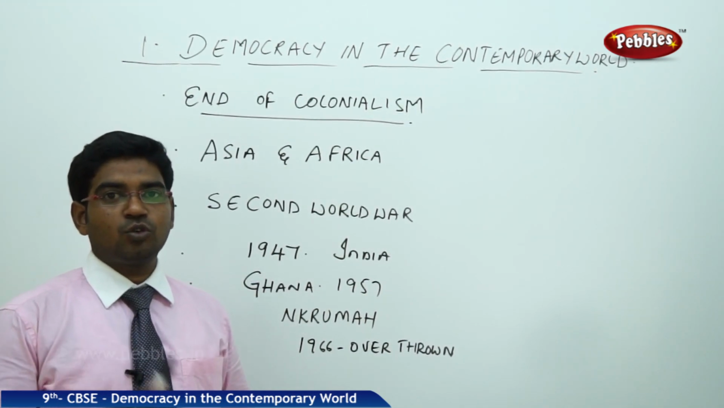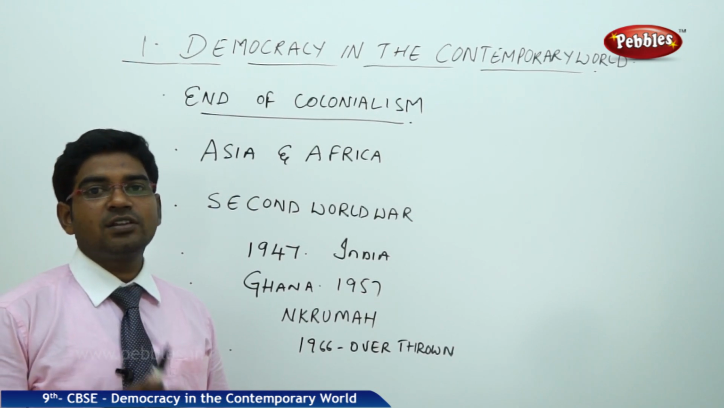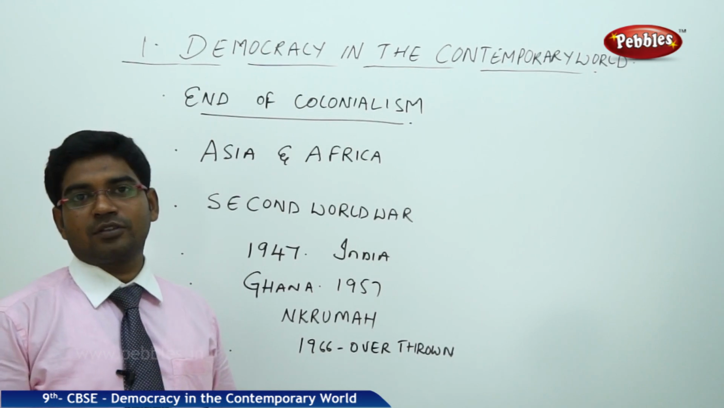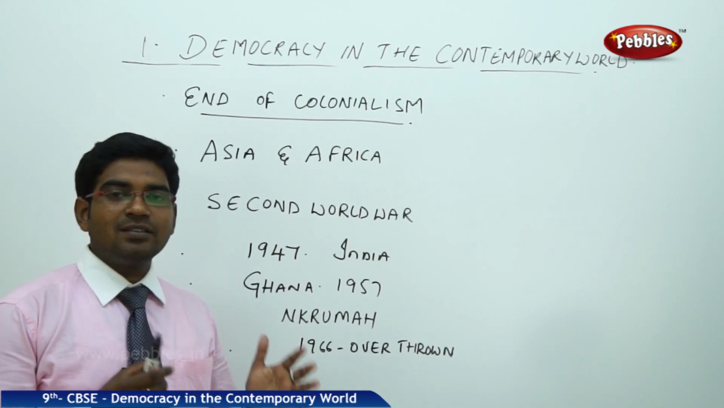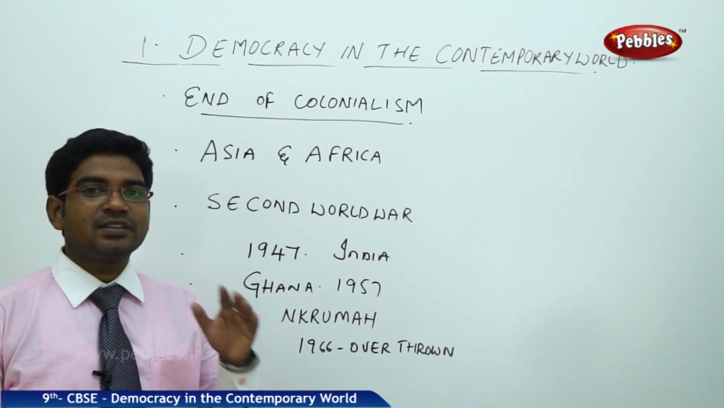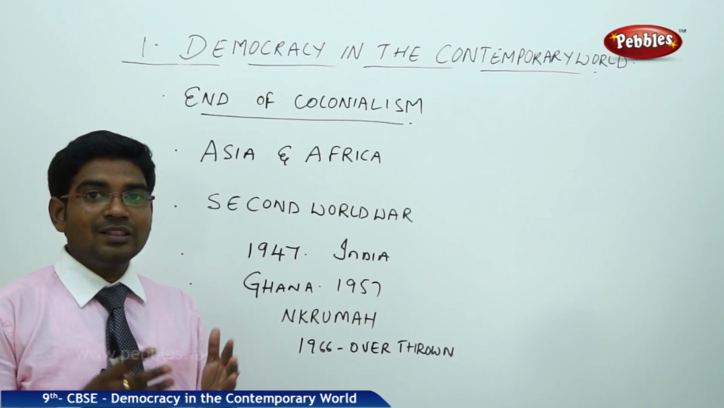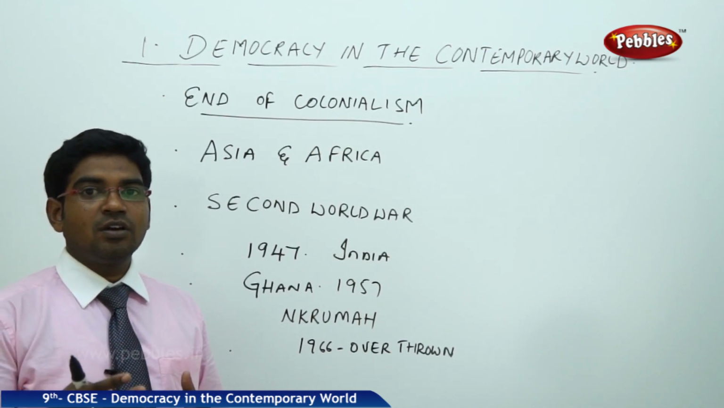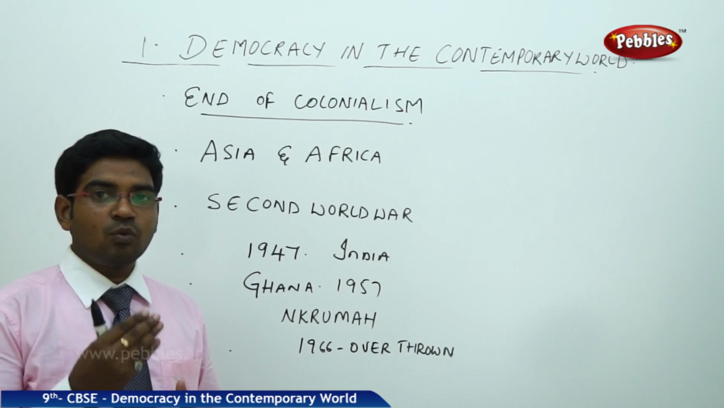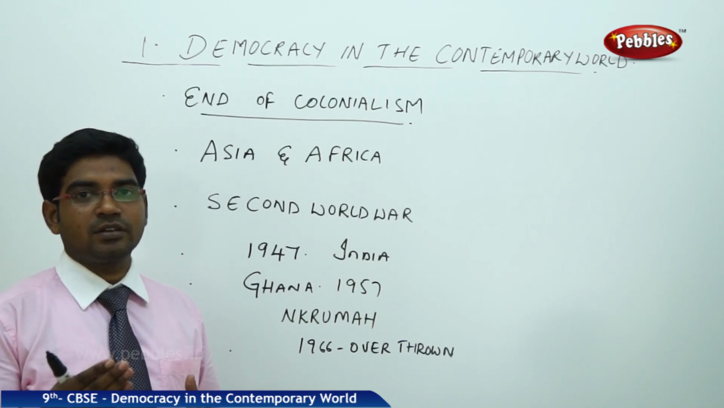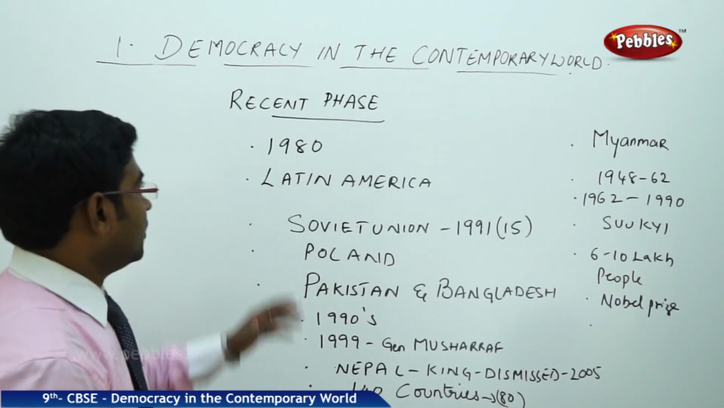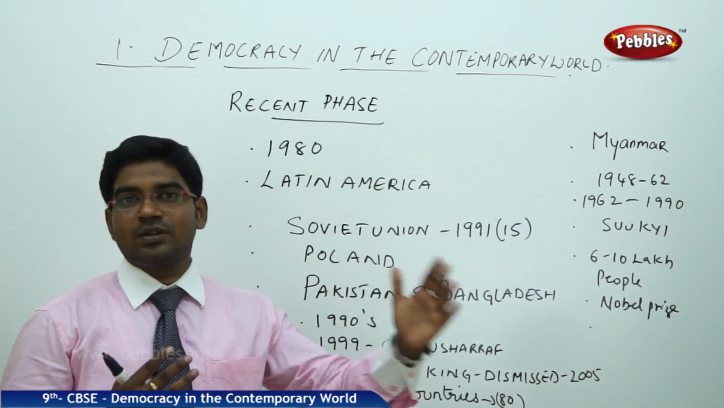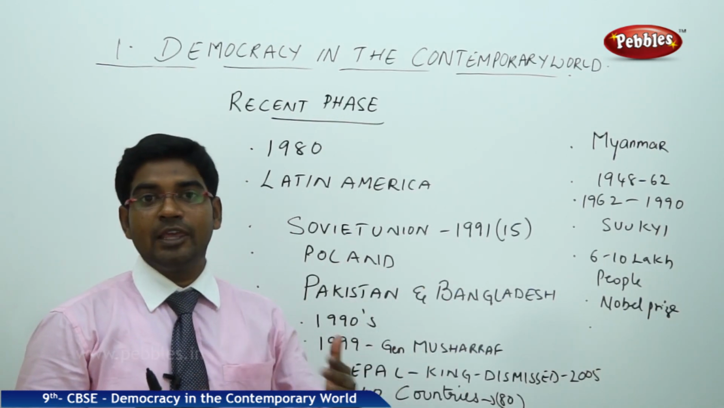Nkrumah was overthrown by a military coup in 1966, which was a clear disaster for democracy. Now, India has a different experience, Ghana has a different experience. So all the experiences are not similar, and this also raises a question mark on why democracy has not been sustained at various places. Now, the recent phase, that is after the 1980s, the approach towards democracy has taken a leap ahead.